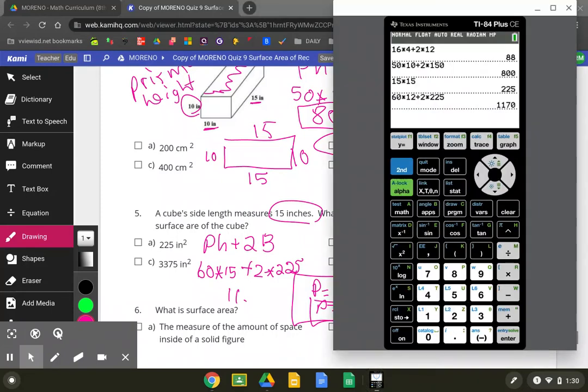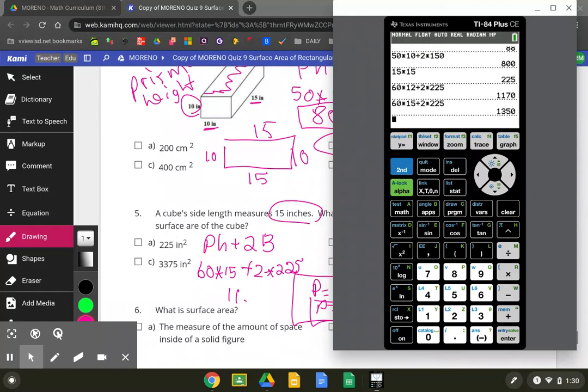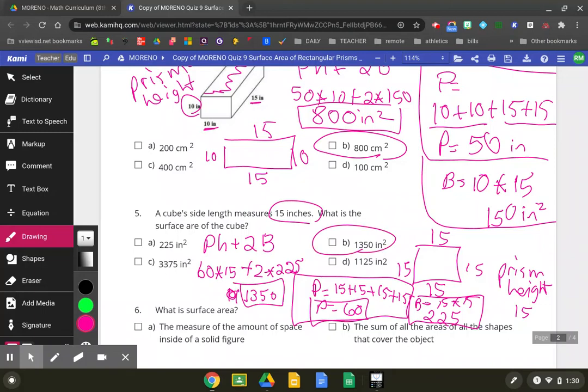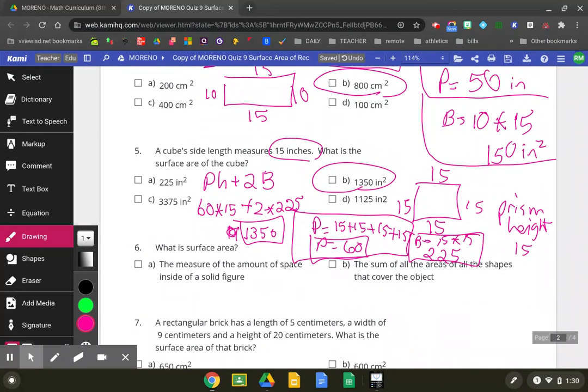All right, I have a mistake here. Let me copy paste this so I don't have to do it all over again. I've put 12 instead of 15. So it's 60 times 15 plus 2 times 225, which gives us 1350. And that is letter B. Letter B. All right, let's move on to the next one.